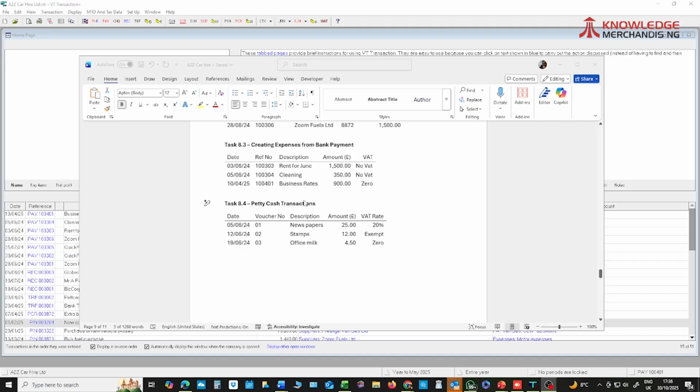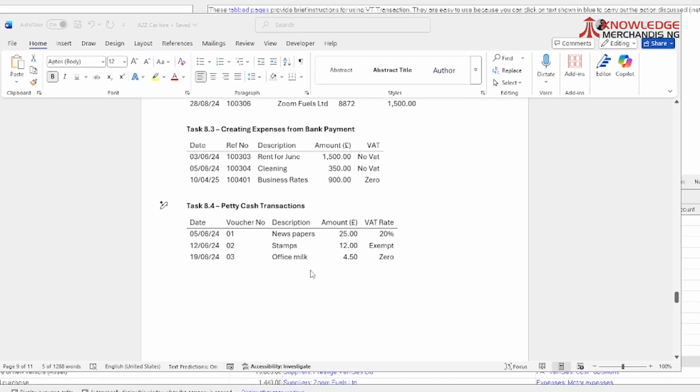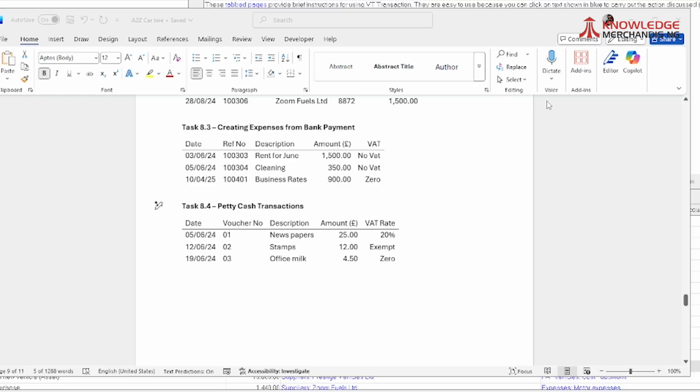Right, task 8.4, petty cash transactions. I'm going to show you how to enter petty cash transactions.